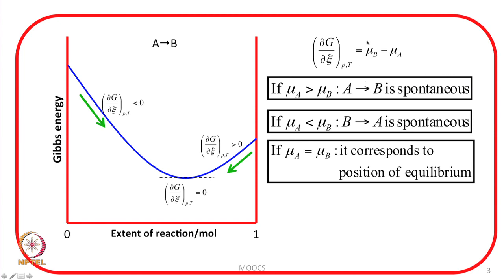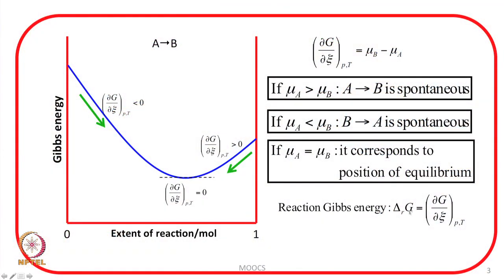So, it is this chemical potential of the reactants and the products which will decide in which direction the reaction will go, whether the reaction will be spontaneous from A towards B, or spontaneous from B towards A, or the composition corresponds to equilibrium. And this slope is called reaction Gibbs energy.